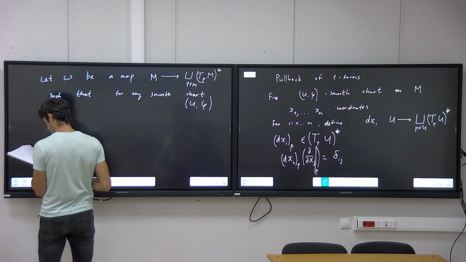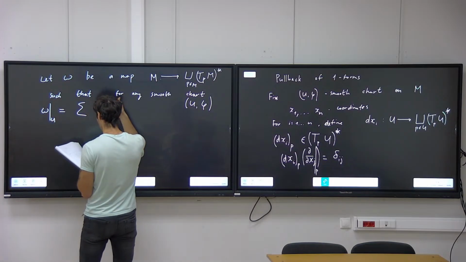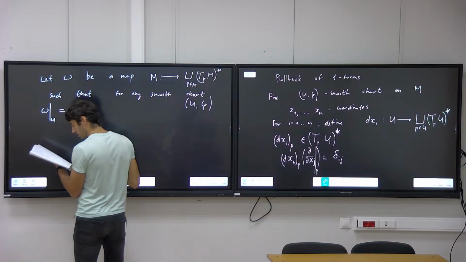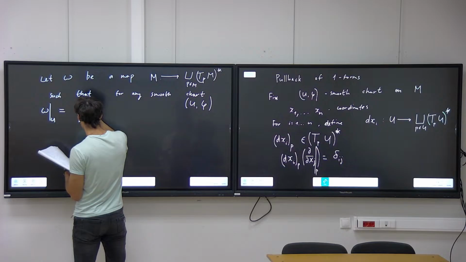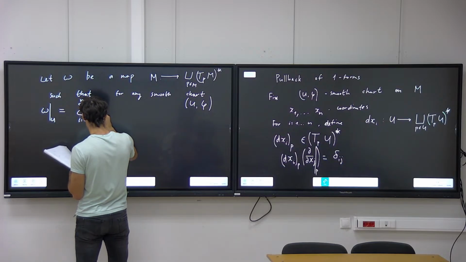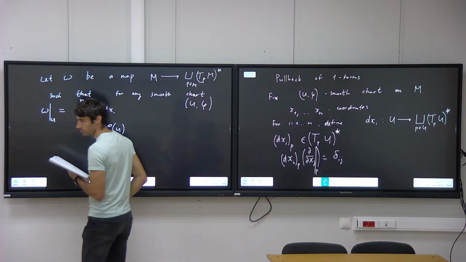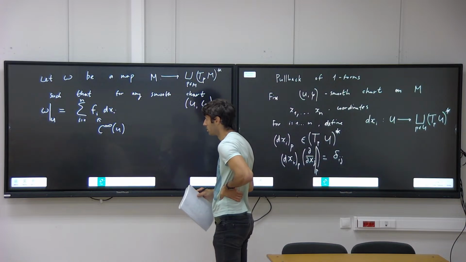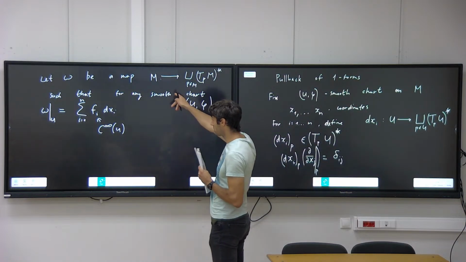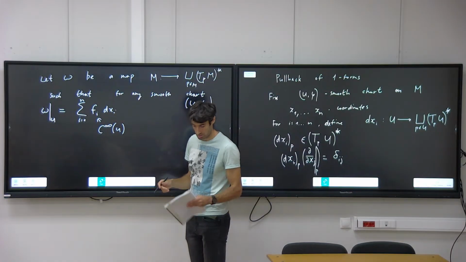the restriction of omega to U equals some linear combination of the dx_i's. Well, actually linear over C infinity of U. So I should write the sum of i from 1 to n of f_i dx_i, where these f_i are from C infinity of U. So suppose that I have such a map. So I'm just saying that these maps that look locally like this are the same as one forms. Okay.